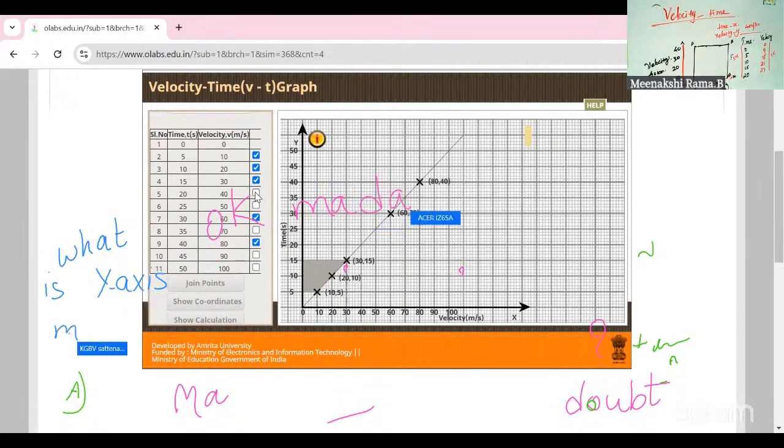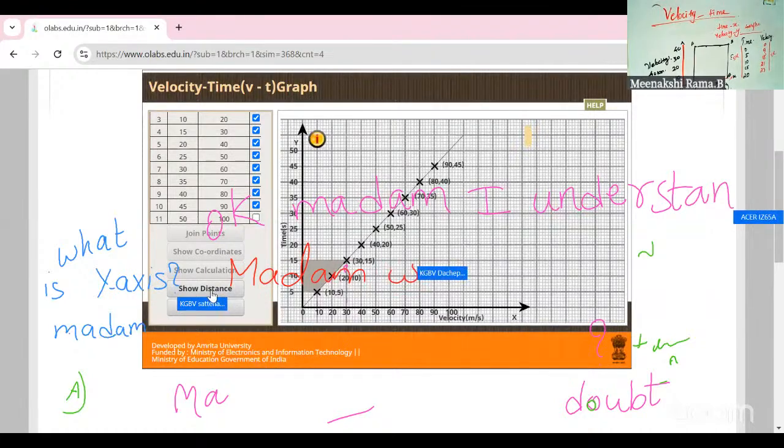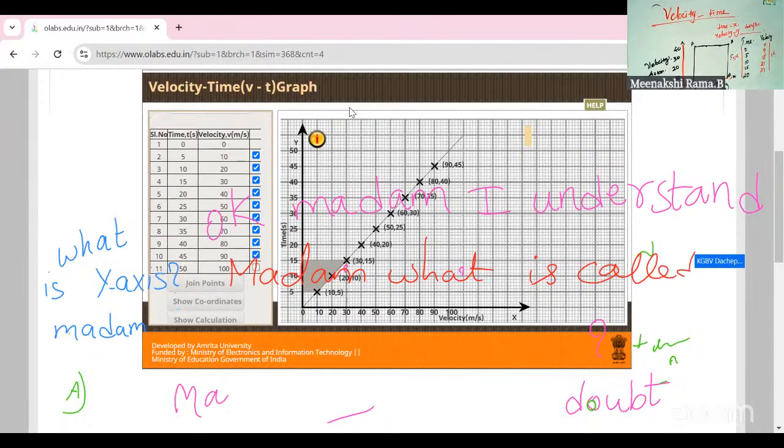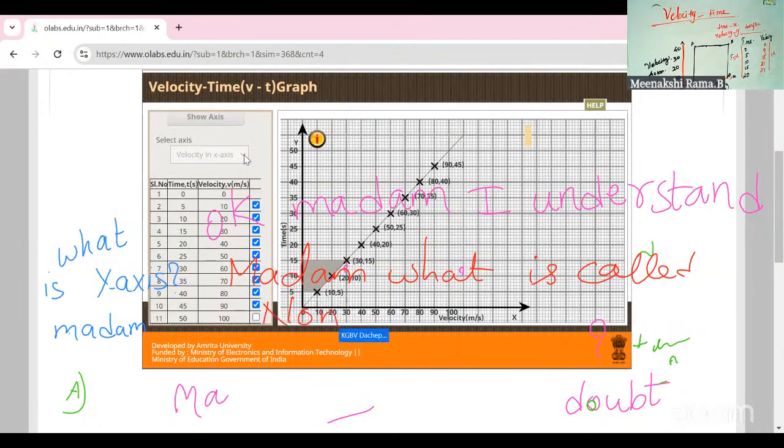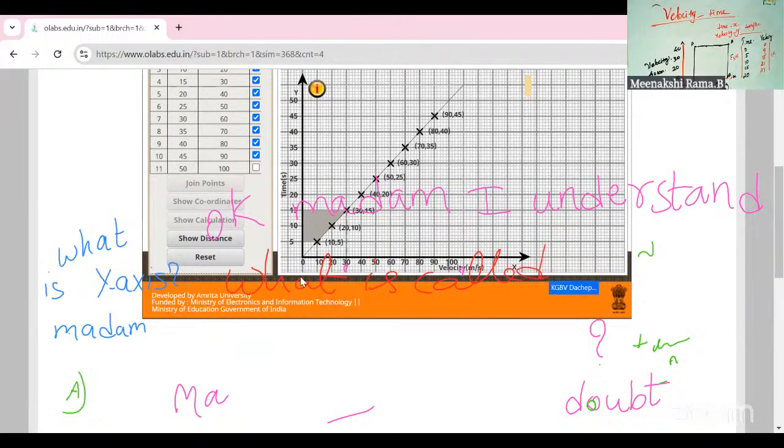Just a minute. This is an example, the graphical structure of uniform motion. In this graph, I am choosing the x-axis for velocity and the y-axis for timing. The horizontal part is called the x-axis, and this vertical part is called the y-axis.